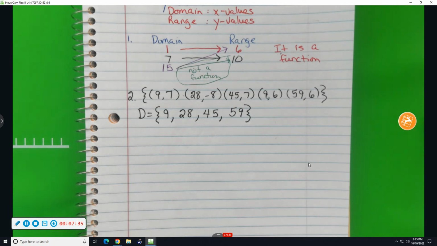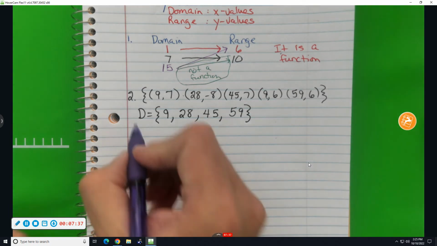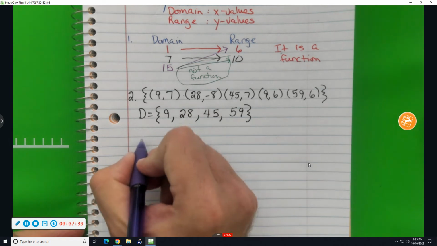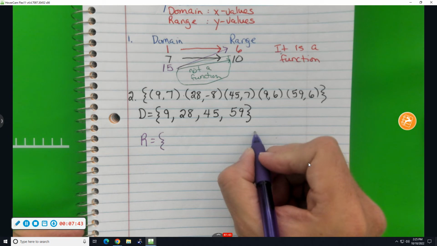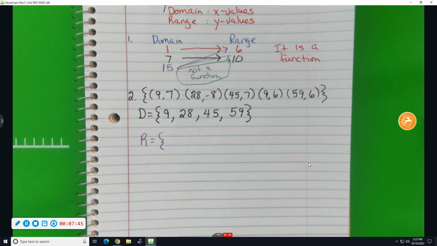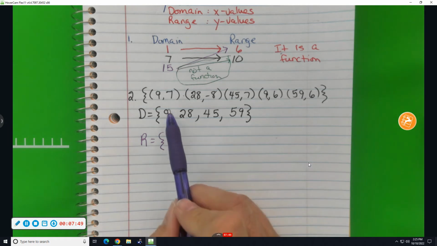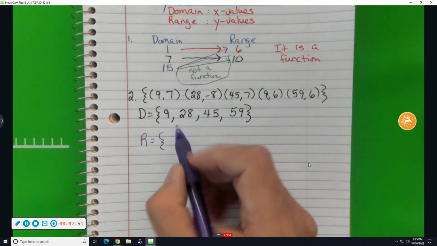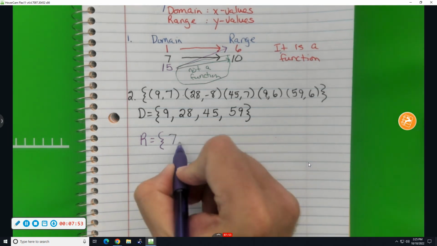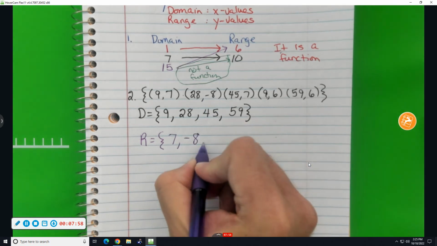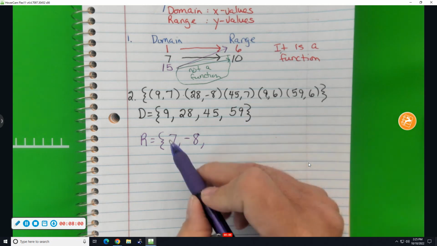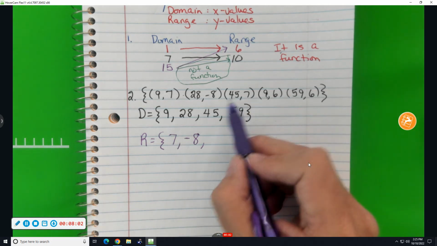Just to save a little bit of the going back and forth, let me go ahead and write the range right now. It's going to say write out the y values, and it's going to say don't repeat them. Write each answer only once. So what will I write for the y values? There's a 7, negative 8. 7's already been listed, so don't list it again.